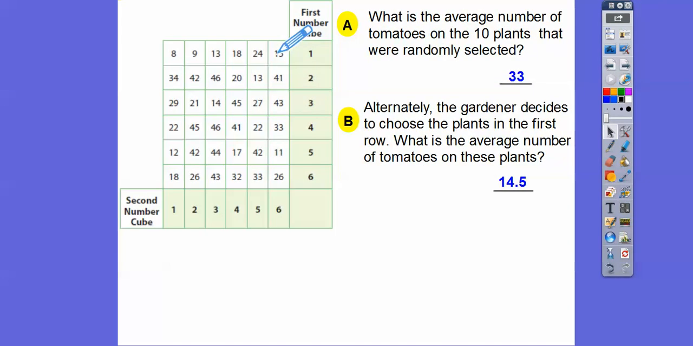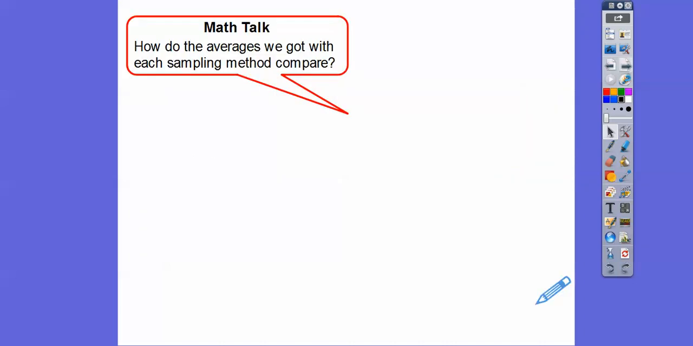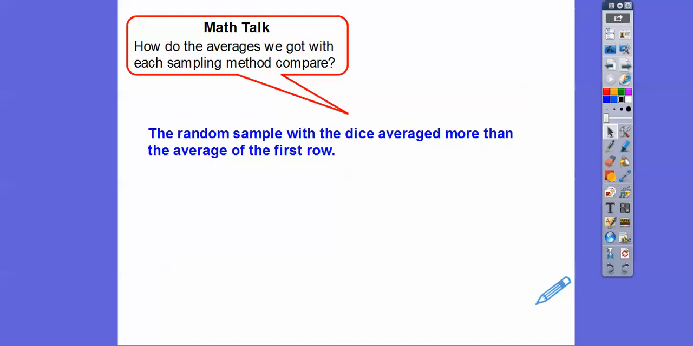Okay, so when we did a random sample of 10 plants using dice, that was a nice random way to do that. We got 33, and then when we just did this first row right here, we got 14.5. That's a substantial difference right there. Okay, so how do the averages compare with each sampling method? Well, the random sample with the dice gave an average that was more than the average on that first row, because we got 33 and the first row is only 14.5.